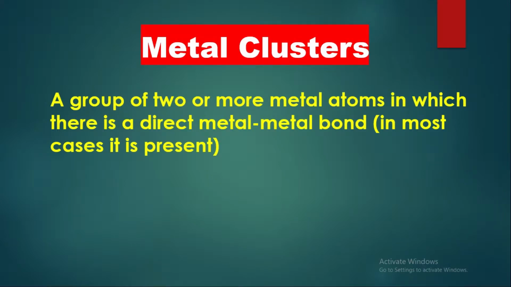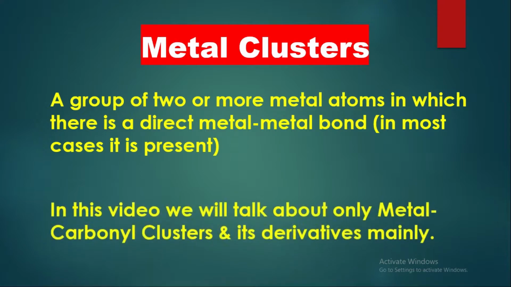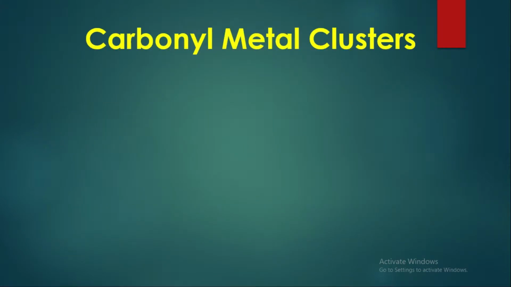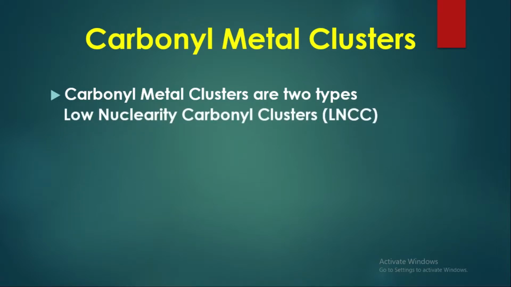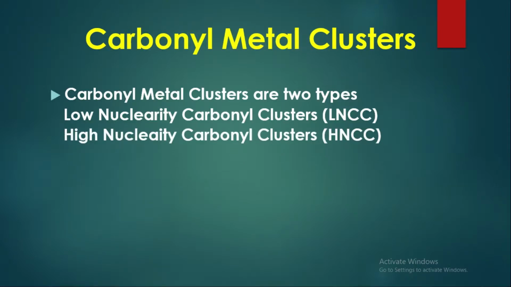In most cases there will be a metal-metal bond, but there are a few cases where there will be no metal-metal bond present. So in this video we will mainly talk about metal carbonyl clusters and their derivatives. So as we know, what is a carbonyl metal cluster? Carbonyl metal clusters are of two types: the low nuclearity metal carbonyl clusters, LNCC, and the other is high nuclearity metal carbonyl clusters, which is HNCC.